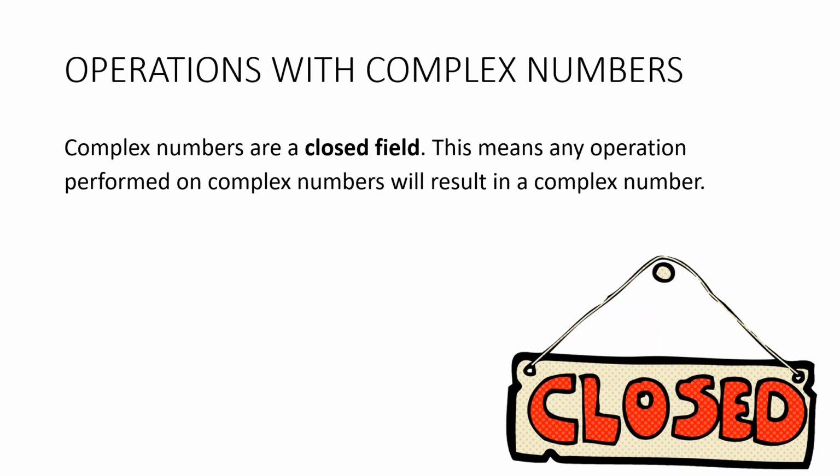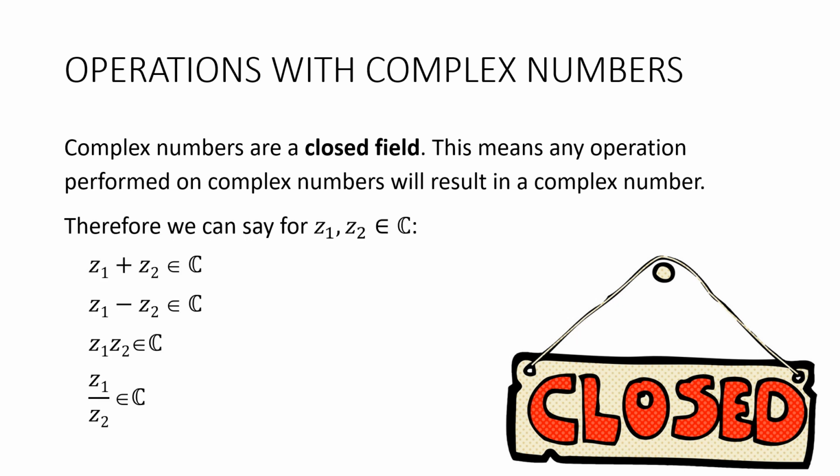Okay, let's move on to operations with complex numbers. Now, complex numbers are a closed field. That means that any operation that you perform on a complex number is going to result in a complex number. So for example, if we've got two complex numbers, z1 and z2, if we add them, we get a complex number, subtract them, we get a complex number, multiply them, we get a complex number, and divide them, we get a complex number.